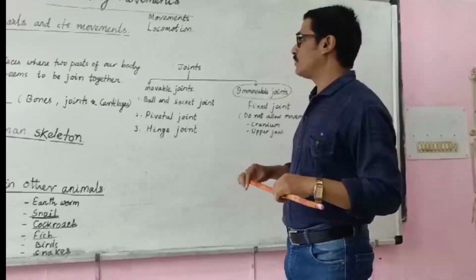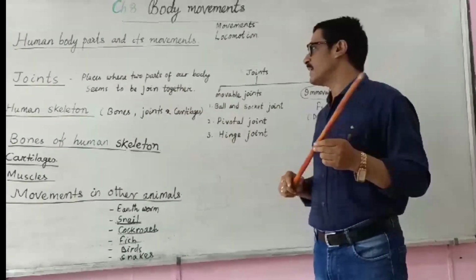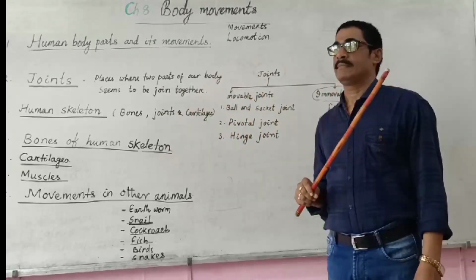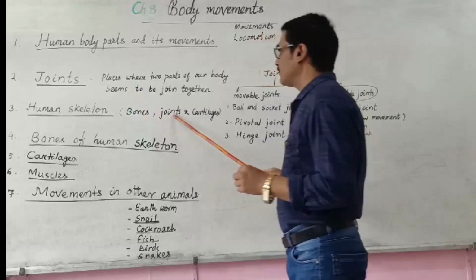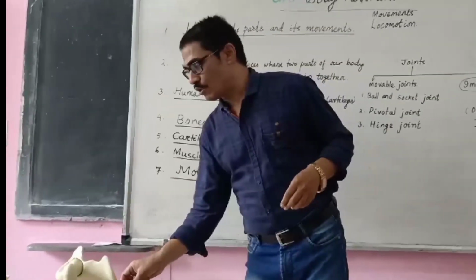Now let us come to know about the human skeleton. The human skeleton consists of bones, joints and cartilages. You have already discussed the joints. Now let us come to know about the different types of bones.